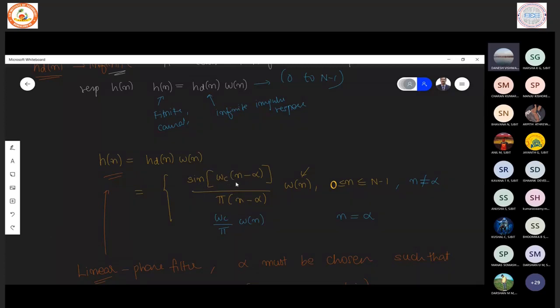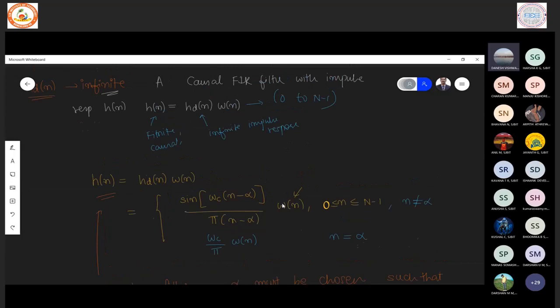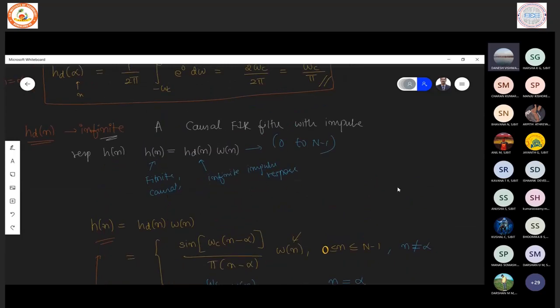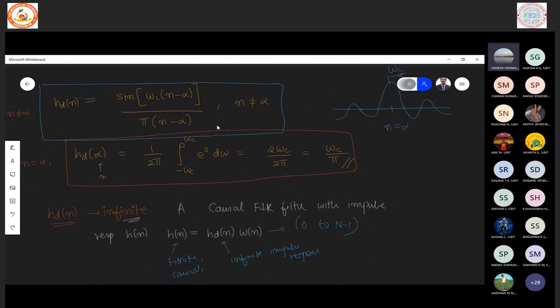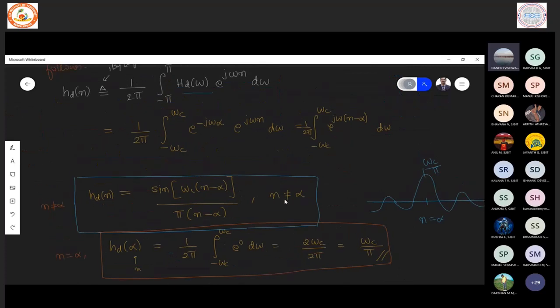Okay. So we have h_d of n given by sine of omega c times (n minus alpha), where omega c is the cutoff frequency and alpha is the slope, divided by pi times (n minus alpha), into W of n. When you multiply it, it becomes h of n. The previous equation was for h_d of n, given for n equal to alpha and for n not equal to alpha.